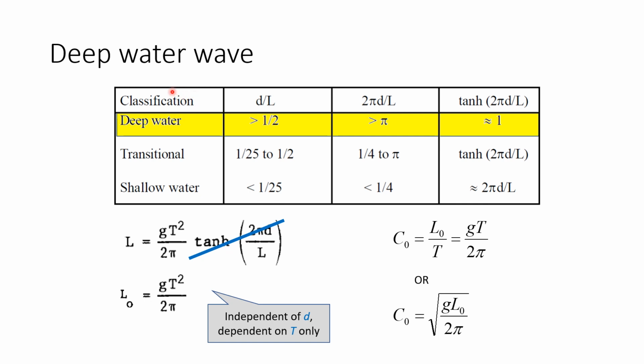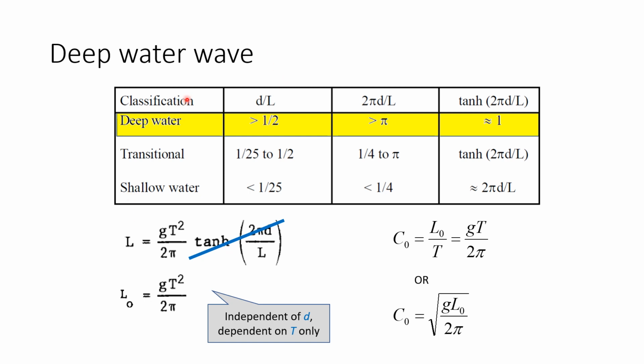So even though you have a 10-meter water depth, the water is considered deep if you have a wavelength of 20 meters. But for the same 10-meter depth, if you have a wavelength of 50 meters, then you may be getting a transitional or shallow water depth. So the absolute depth is not important. It is the relative depth which defines whether the wave is a deep water wave, a transitional water wave, or a shallow water wave.